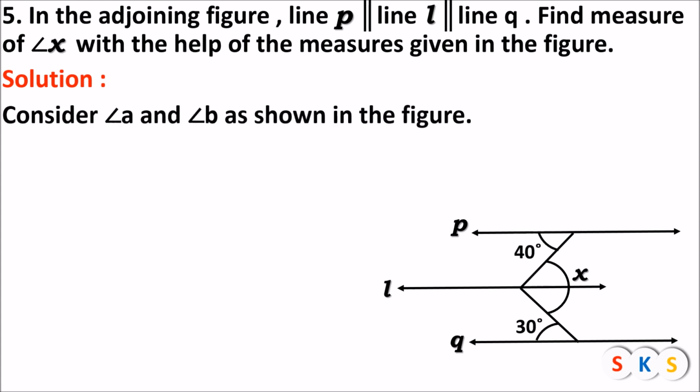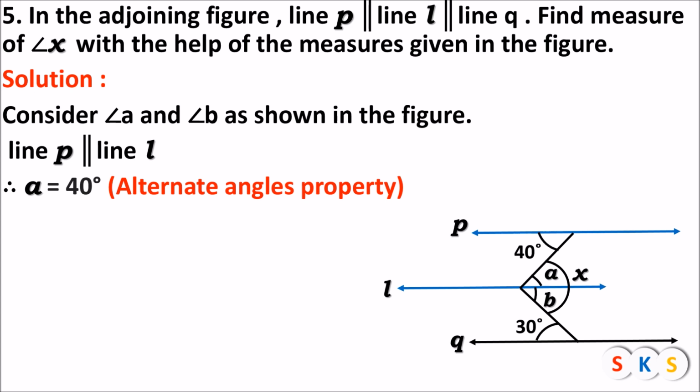Consider angle A and B as shown in the figure. Look at this figure. I'm going to name two angles in this figure as angle A and angle B. Can you find angle A and B? Yes. Line P is parallel to line L. Okay, look at this figure. Here line P and line L are parallel. Therefore, 40 degrees equals A, or A equals 40 degrees. Do you know why? Because A and 40 degrees are alternate angles, and we know alternate angles are congruent when the lines are parallel. Therefore, A equals 40 degrees.